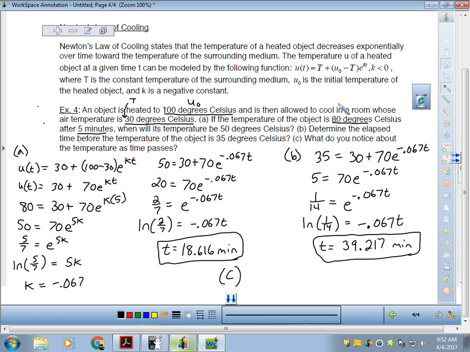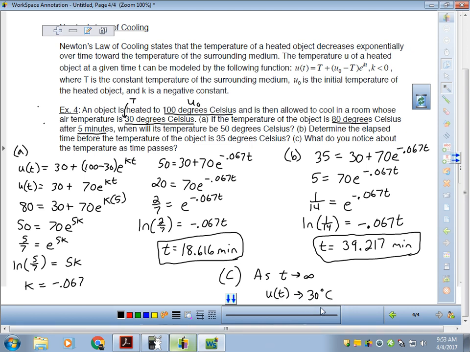Alright. Part C asks us, what do you notice about the temperature as time passes? So as time goes to infinity, what's happening to the temperature? Well, if you think about it, over time, if you have an object and it's just sitting in a room, it's going to get gradually cooler and cooler until it's the same temperature as the room. So in this case, it's going to keep going until it gets to 30 degrees Celsius.